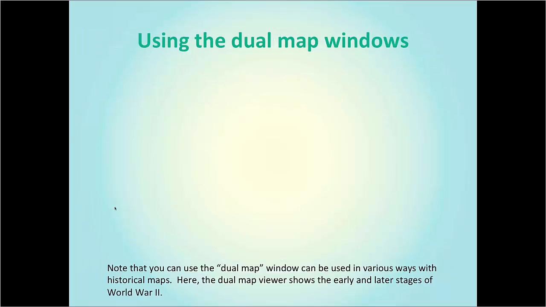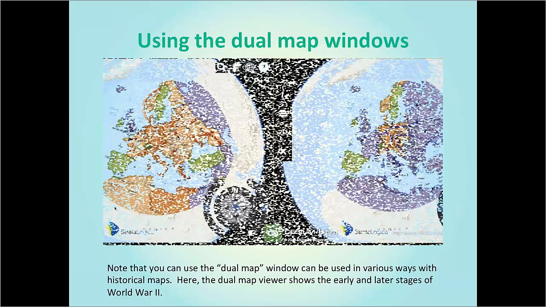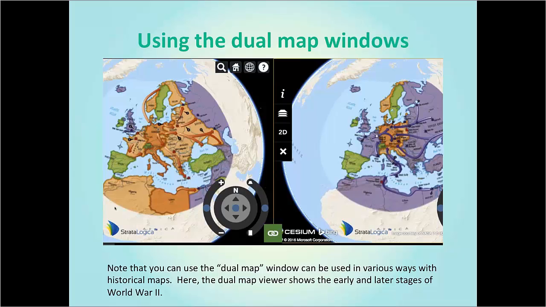One other feature that is really neat about StrataLogica is the dual map windows. If you remember, I showed you the two small dots there. They would be in the same location as the X is in this window, because I actually have the dual map windows open. What I wanted to show in this slide is that the map on the left is the Allied and Axis powers at the beginning of World War II. The map on the right is the Allied and Axis powers at the end of World War II.